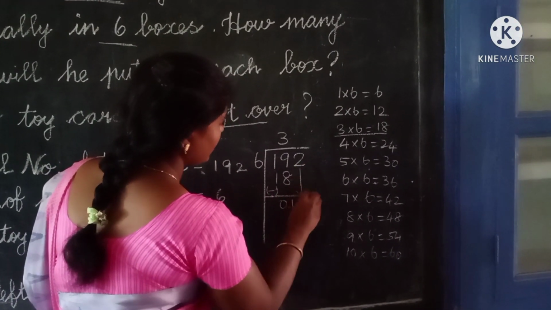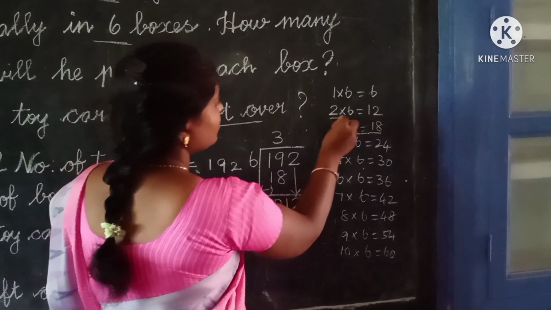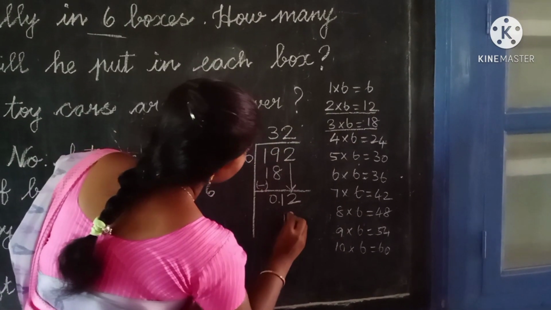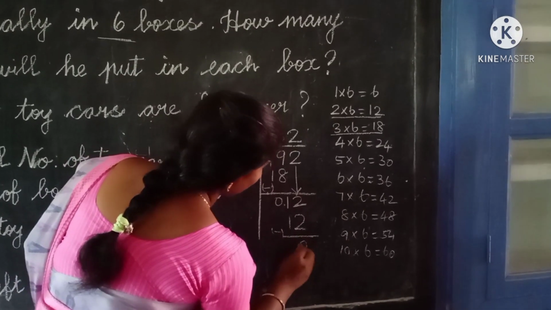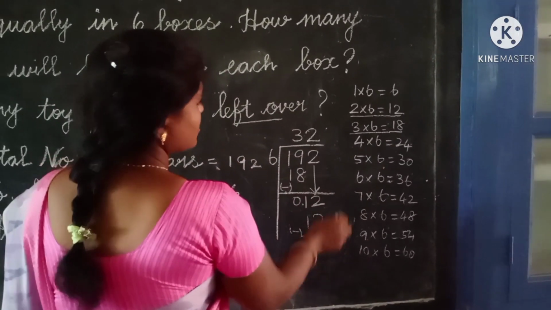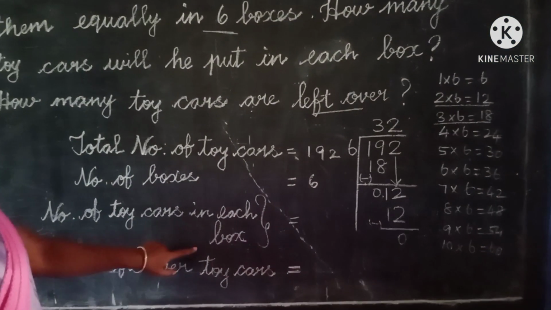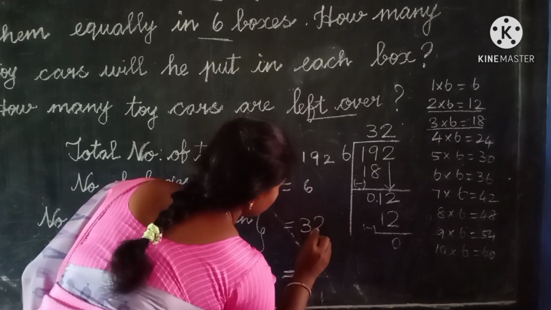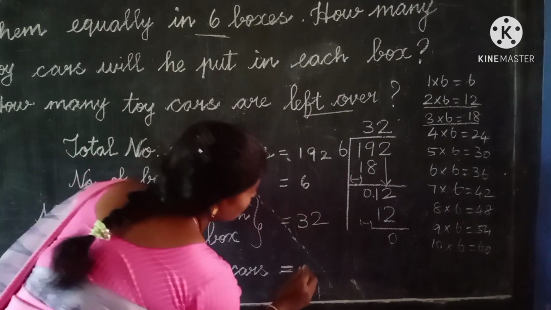Next we write down the next number, 12. How many 6s are 12? 2 6s are 12. 12 minus 12, 0. So remainder 0, quotient 32. So the number of toy cars in each box? 32 toy cars in each box. Next, leftover toy cars, 0.